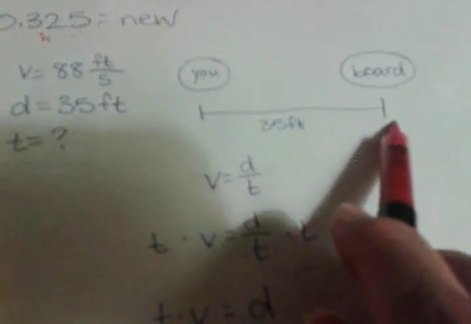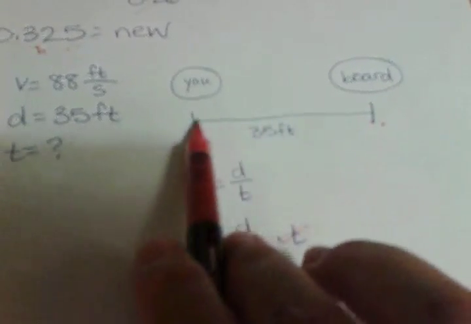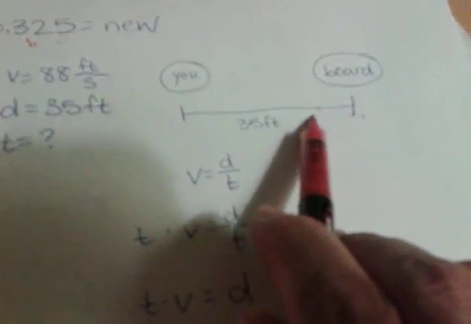So this means that if you are traveling at a speed of 88 feet per second, then it will take you 0.398 seconds to travel 35 feet because the board's 35 feet in front of you. Since your reaction time is 0.325 seconds, you will have time to swerve because you will react before you hit the 0.398 seconds. So it takes you 0.398 seconds until you get to the board, but you react at a time that's less than that, so you'll have time to swerve.